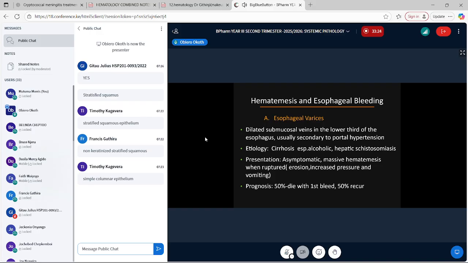And there are some areas where you normally have those anastomoses. You see them in the esophagus, you see them around the umbilicus, and you also see them in the rectum. So when you have an increased pressure in the liver system, like when you have cirrhosis, or when you have hepatic schistosomiasis, then you shunt blood to the systemic anastomosis. The systemic anastomosis is in the esophagus, around the umbilicus, and around the rectum. And that's how you get varices in the esophagus, and hemorrhoids in the rectum.